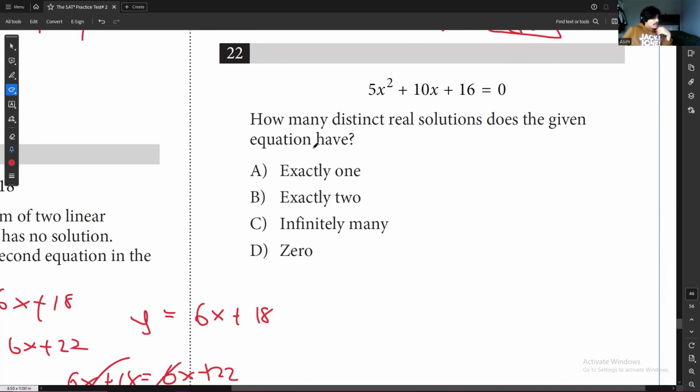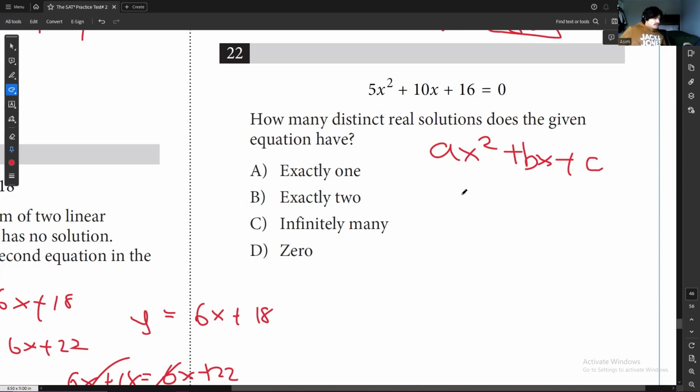Question number 22. How many distinct real solutions does the given equation have? Guys, we have a very simple formula to solve this kind of question. First of all, let me show you the standard form of quadratic equations, where a, b, and c are constants. Don't get afraid when you see too many letters, guys. This is just a representation, so there's nothing you should be afraid of.